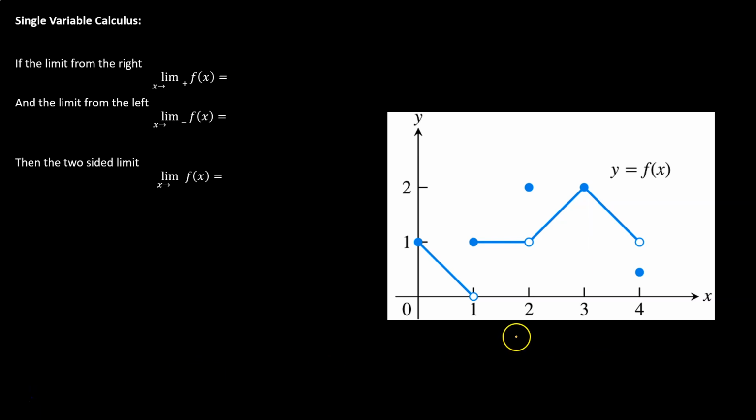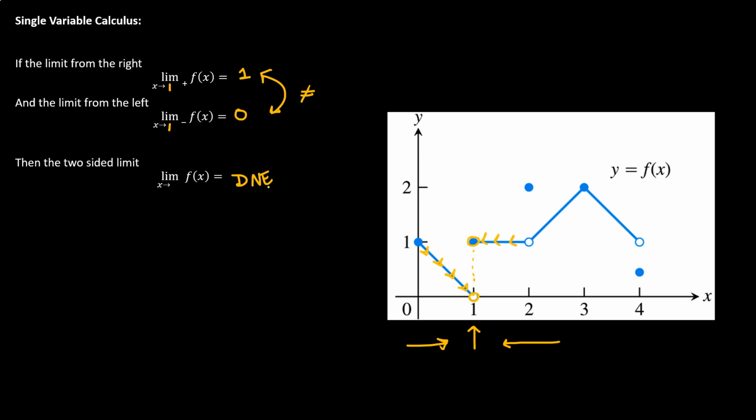This time, let's look at when we approach x equals 1. Now coming from the right, we're traveling on our function. It looks like we're approaching the point 1. So coming from the right, our limit is approaching the function value 1. However, coming from the left, traveling on our function, it looks like we're approaching the output 0. Since the left and the right limits are not equal to each other, the two-sided limit does not exist.